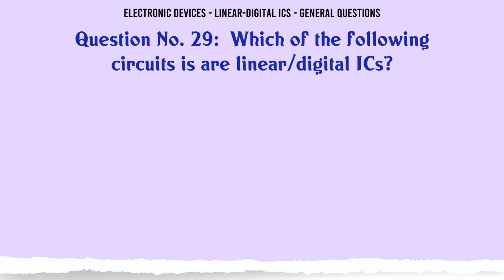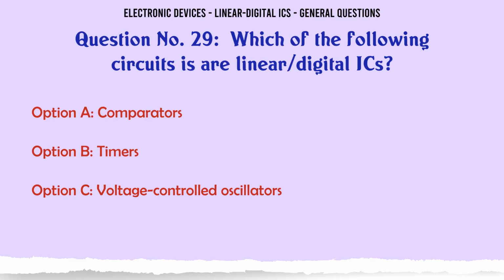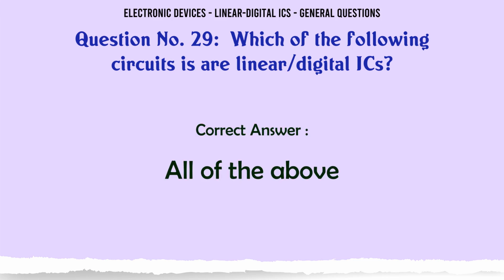Which of the following circuits are Linear-Digital ICs? A. Comparators, B. Timers, C. Voltage-controlled oscillators, D. All of the above. The correct answer is all of the above.